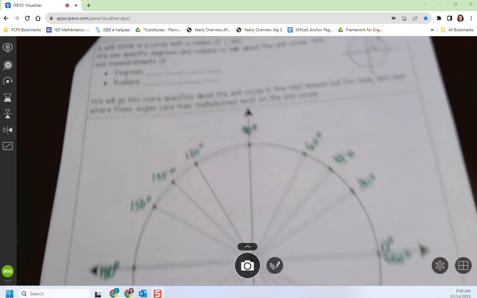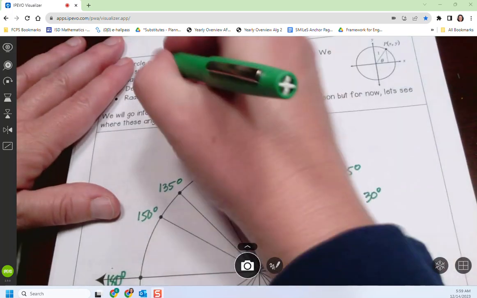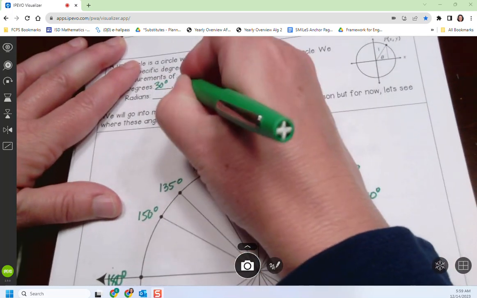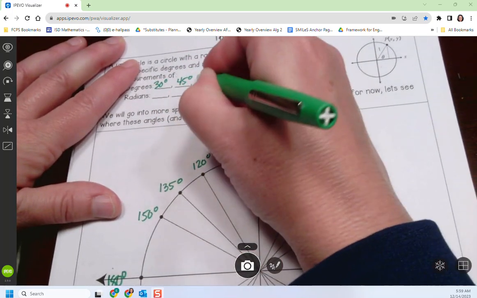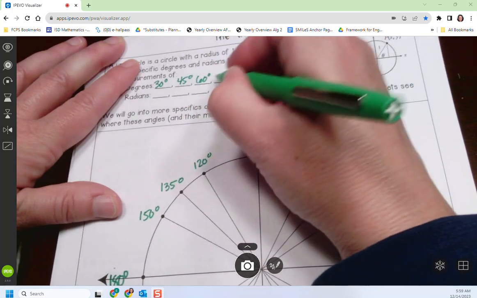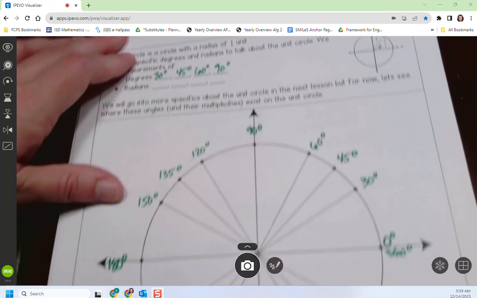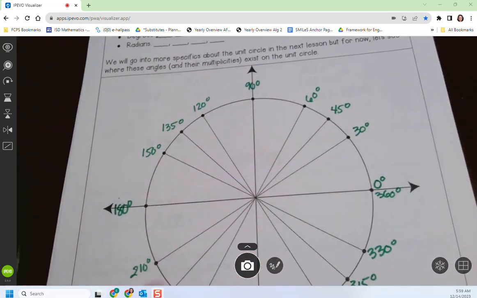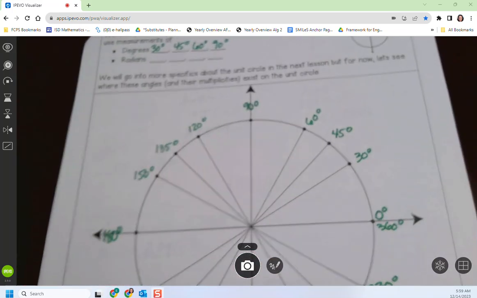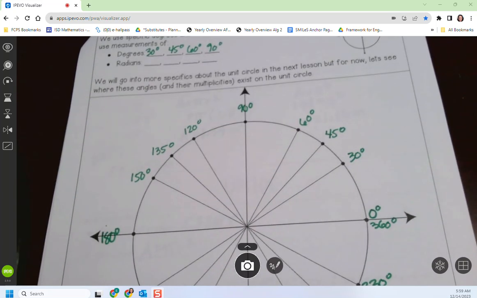So the degree measurements are 30, 45, 60, and then finally 90. And then continuing in a pattern. For the radians, of course, you could just convert each of these angles individually to radians using the method that we used on the previous page. But you can also try to learn the patterns for these as well.